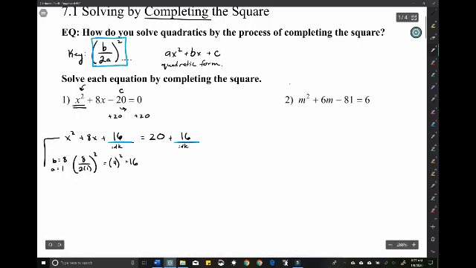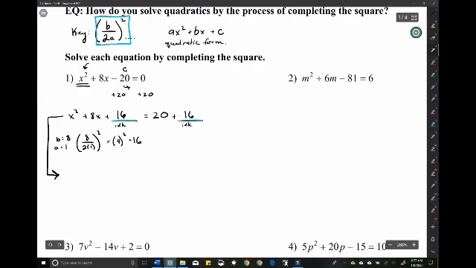It's called completing the square because what we now have on this left-hand side is a perfect square trinomial. If you remember about perfect square trinomials, if we were to factor this, it's the same thing as x plus 4, and this side we'll just add together to make 36. And we can think of this as x plus 4 squared. So we've completed the square.